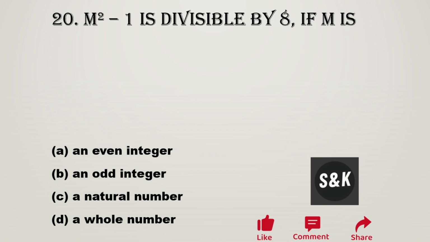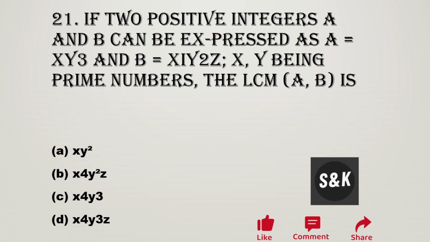m square minus 1 is divisible by 8 if m is a natural number. If two positive integers a and b can be expressed as a equals to x^3 and b equals to x^4 y^2 z, x and y being prime numbers, then the LCM is option D, which is x^4 y^3 z.